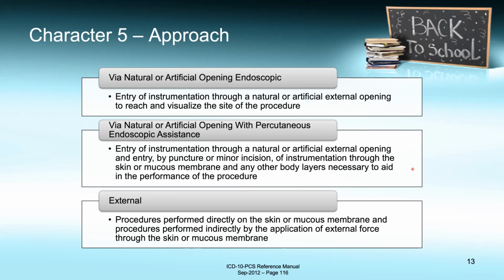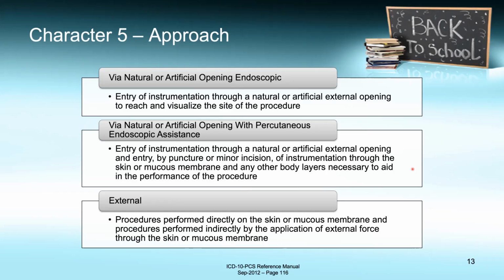Next, we have natural or artificial opening with percutaneous endoscopic assistance. And finally, external approach. All of these definitions are listed in your ICD-10-PCS code book. So make sure that you take some time to read through them and really get to know them. Depending on what publisher version of a code book you have, some of them offer pictures that give you a good visual representation of how these are achieved.